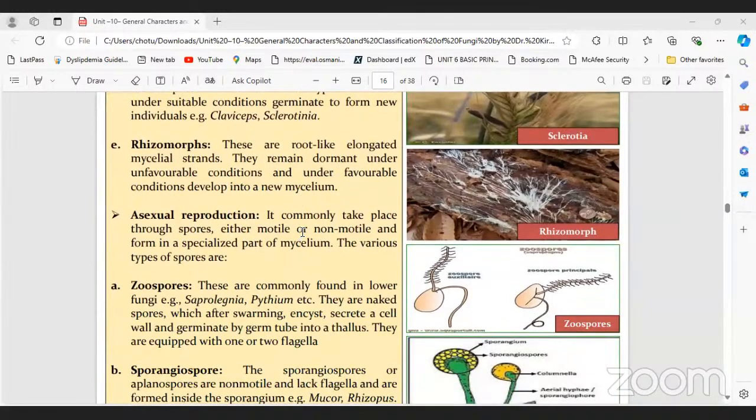Coming to asexual reproduction. Here, asexual reproduction commonly takes place through spores, and you can observe different types of spores. These spores may be motile or non-motile: flagella are present in some, and absent in others. They are borne in specialized parts, where the various types of spores are present.